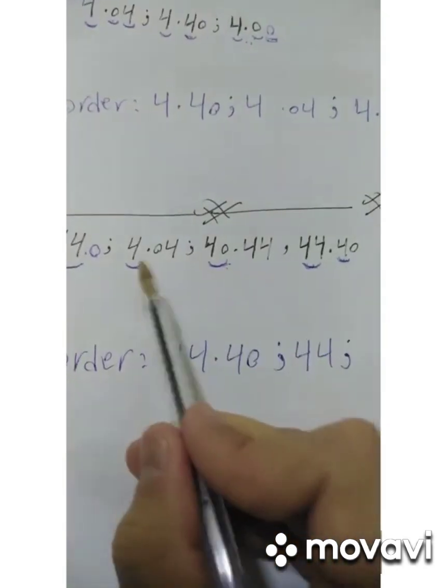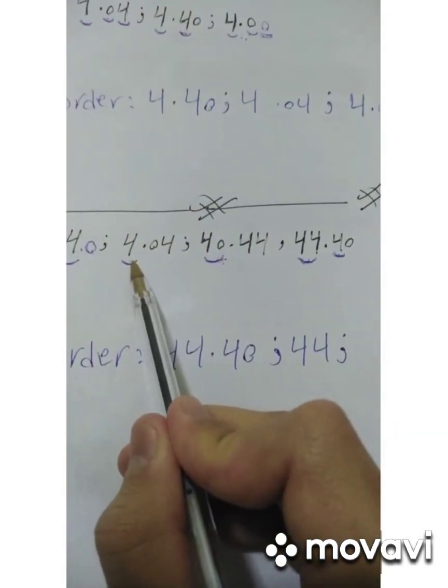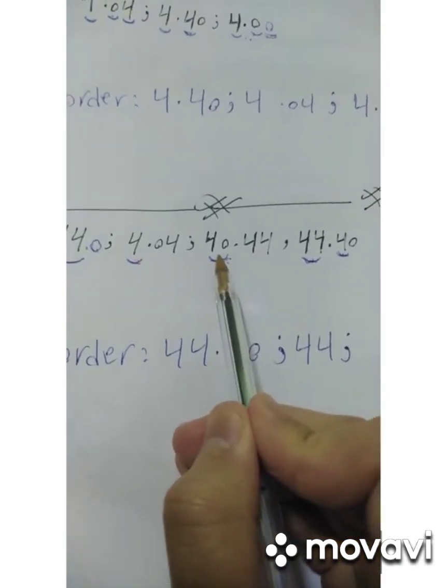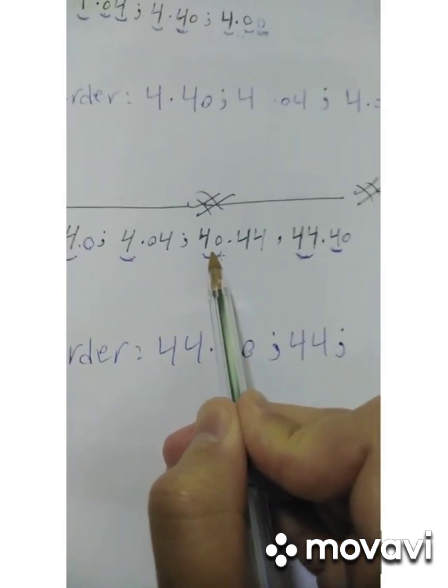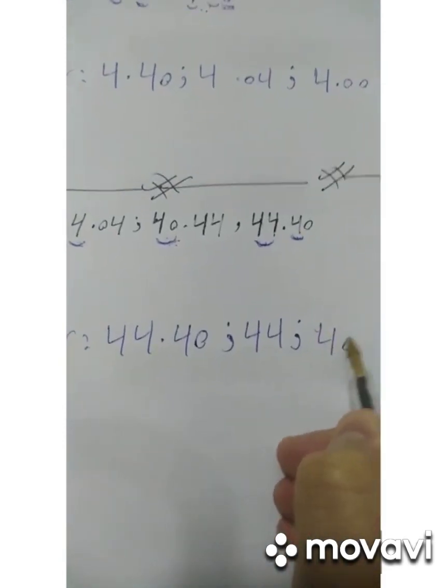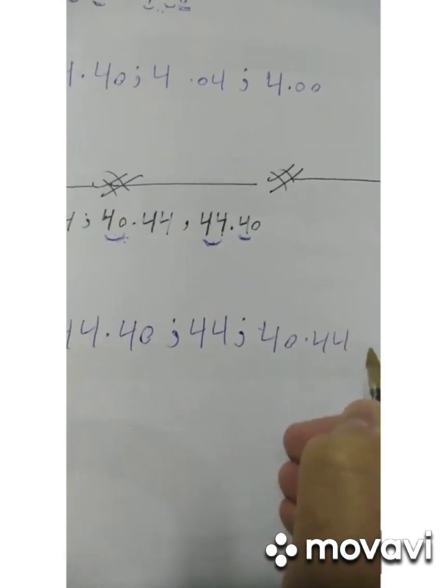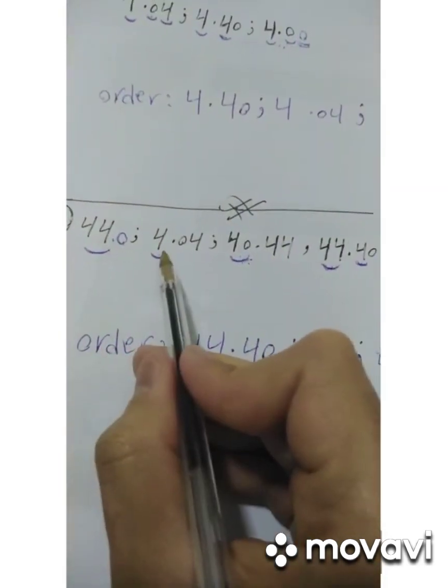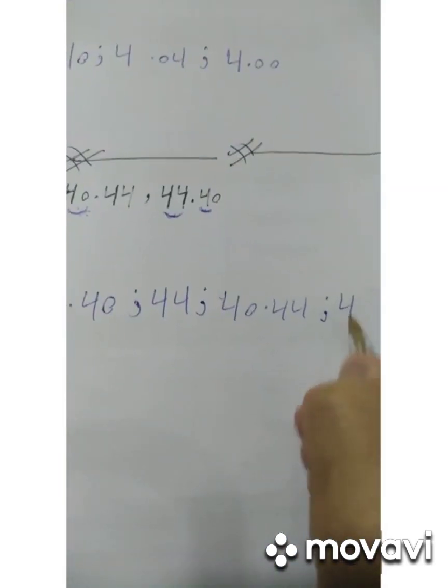What is after? Compare these two numbers. We have whole in this number is 4, and the whole in this number is 40. What is the greatest? Yes, the greatest is 40. So we write 40 and 44 hundredths. Then the smallest one is what? 4 and 4 hundredths.